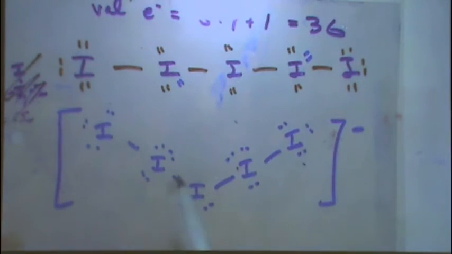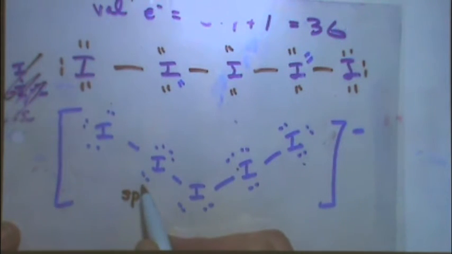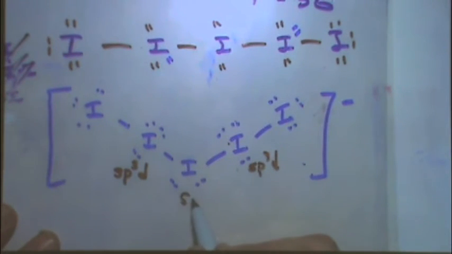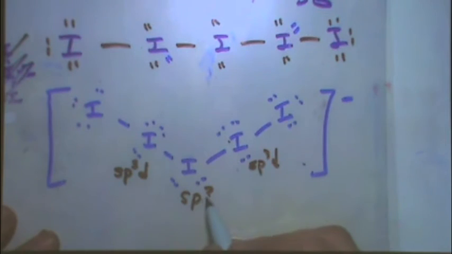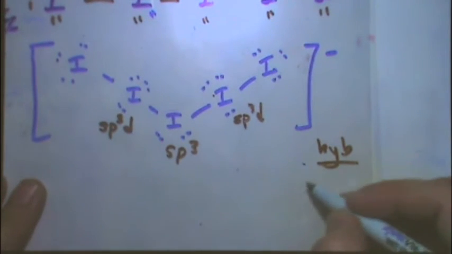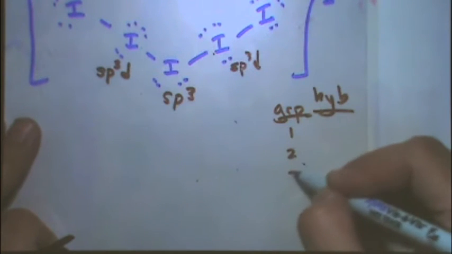Let's get a different color. This one. What's hybridization? S, P what? Yeah, these are both sp3d. This one is sp3. Remember the little table I taught you? Hybridization in groups. If the groups, they count down 1, 2, 3, 4, 5, 6.